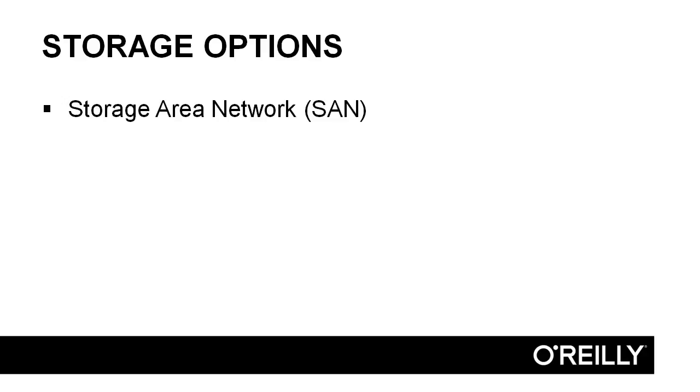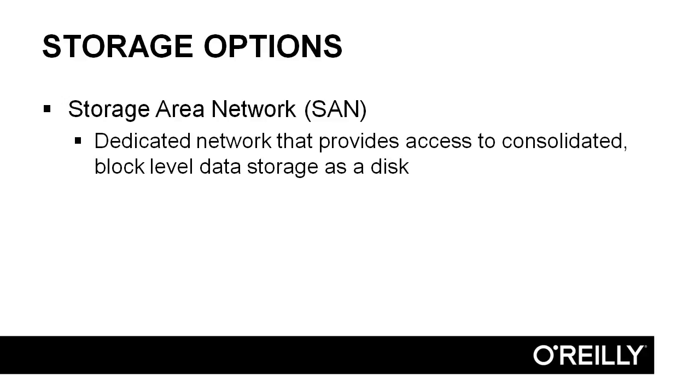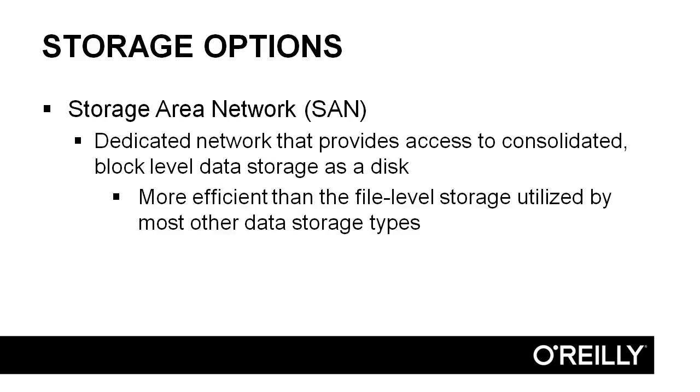Now, a SAN, or a storage area network, is a dedicated network that provides access to consolidated block level data storage as a disk. Now, most things use file level storage. Pretty much any other kind of storage you're using is file level storage, but block level allows us to go a little lower with this and move a lot more data.